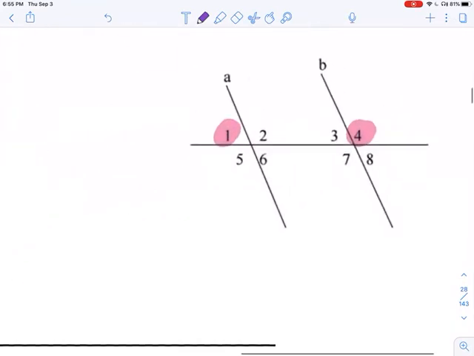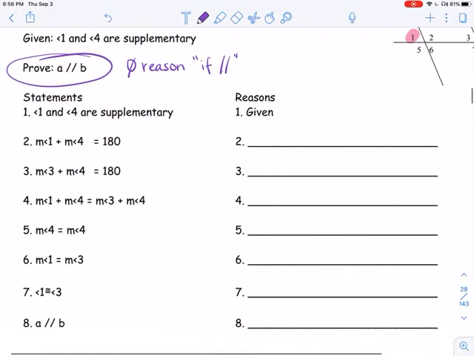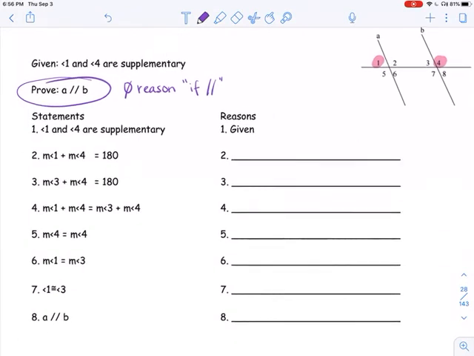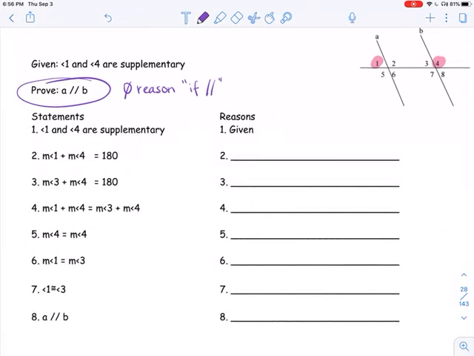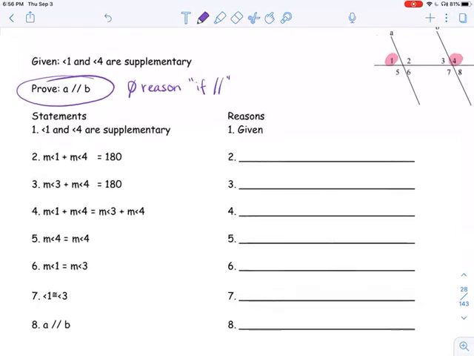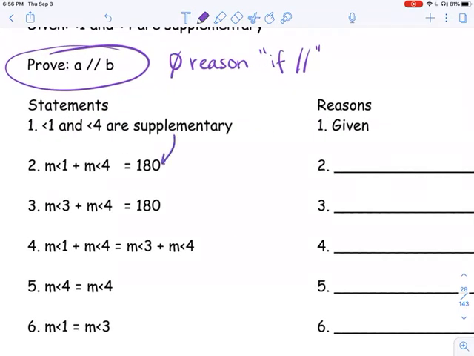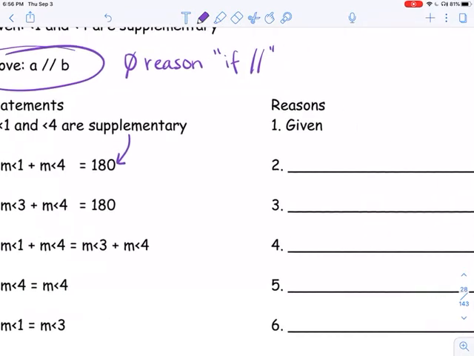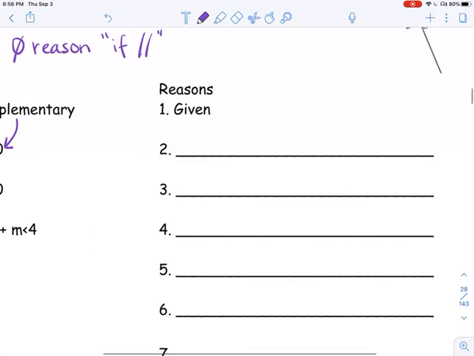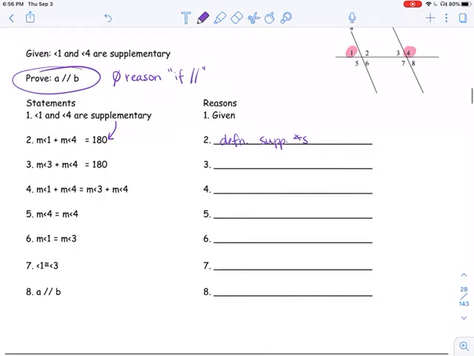As it stands right now, 1 and 4 do not have a direct relationship to one another. It doesn't work that way. So we're going to have to find another way around it. Let's follow the proof and see what it has to say. So the measure of angle 1 plus the measure of angle 4 is equal to 180. Well, this is just our definition of supplementary. I'm just changing it so that I can work some math with that. So definition of supplementary angles: if they are supplementary, then they add to be 180.